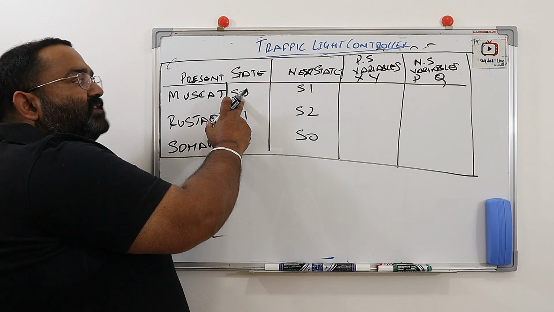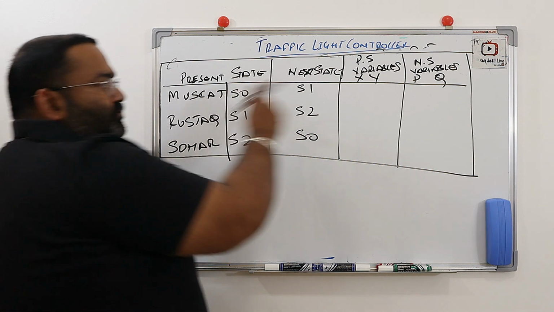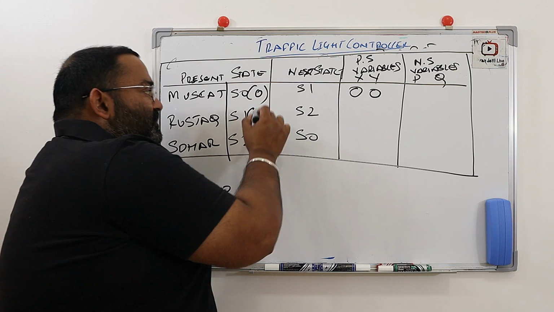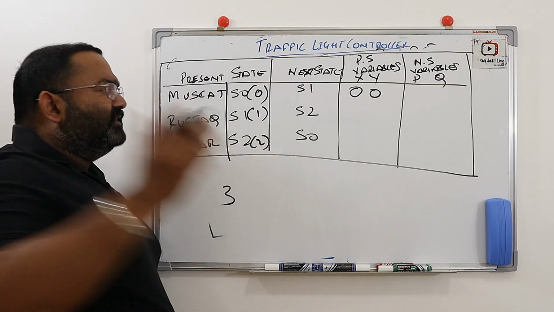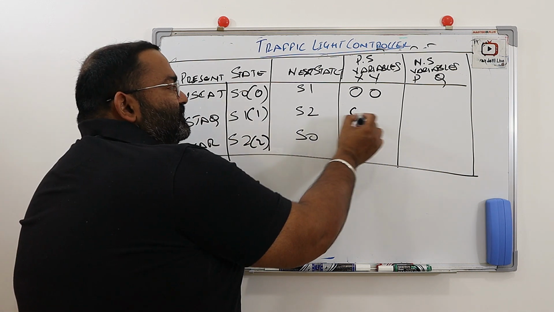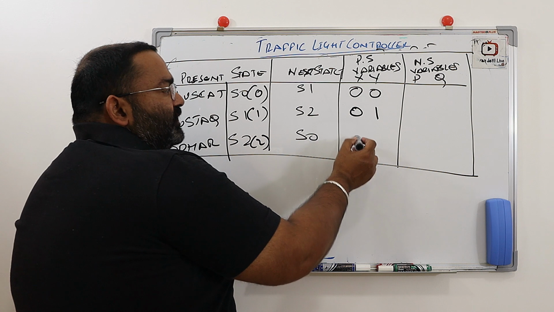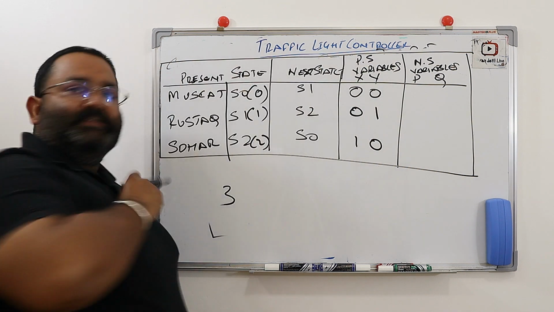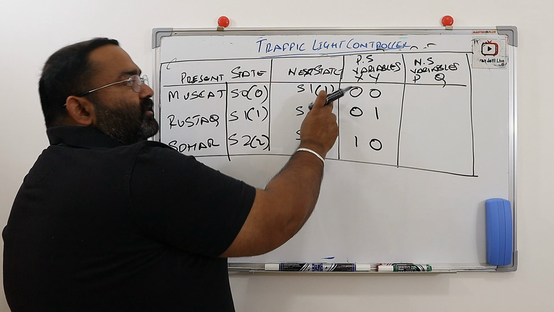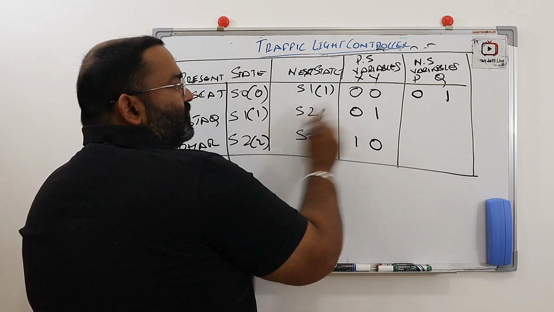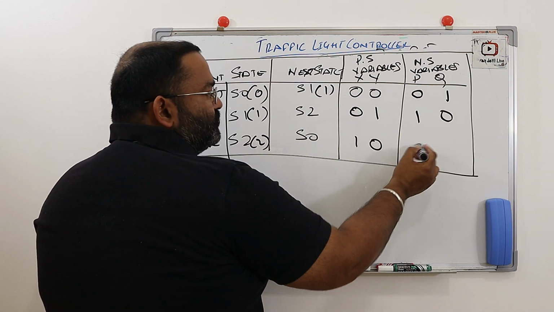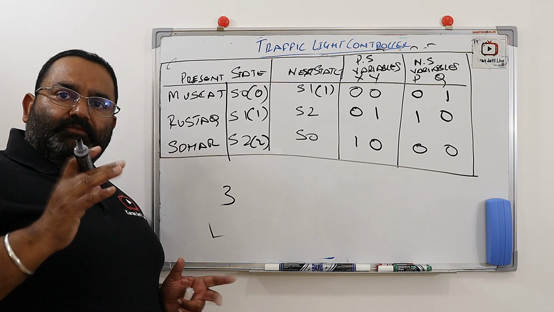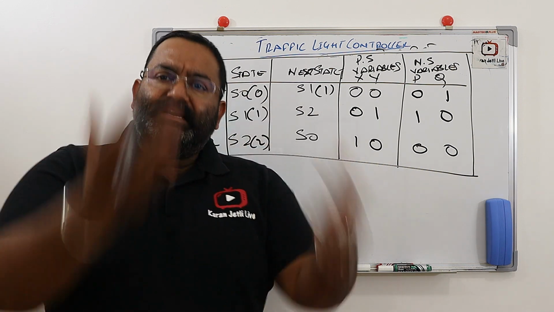The present state S0, which we also call state 0, is 0, 0. We also call them state 0, state 1 and state 2 for easy understanding. State 1 is 0, 1. State 2 is 1, 0. So what is the next state? S1 is 0, 1. S2 is 1, 0. S0 is 0, 0. Now what we want is a circuit which should generate my next state.